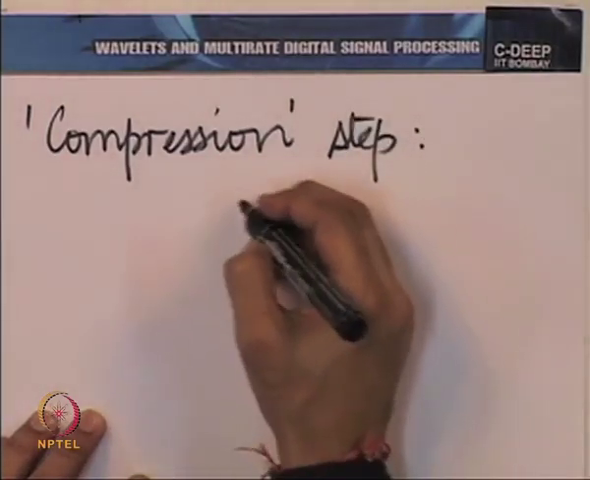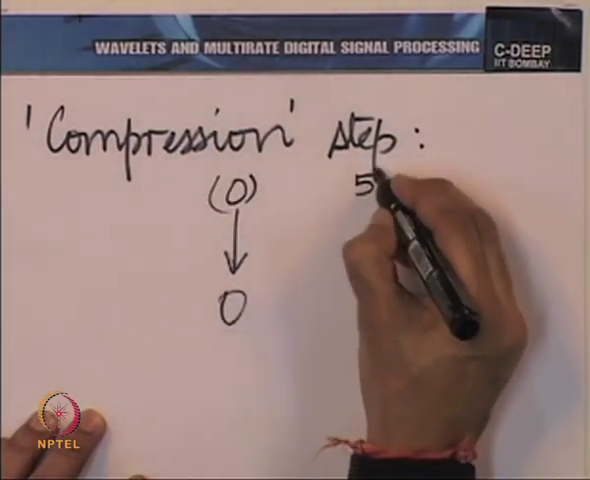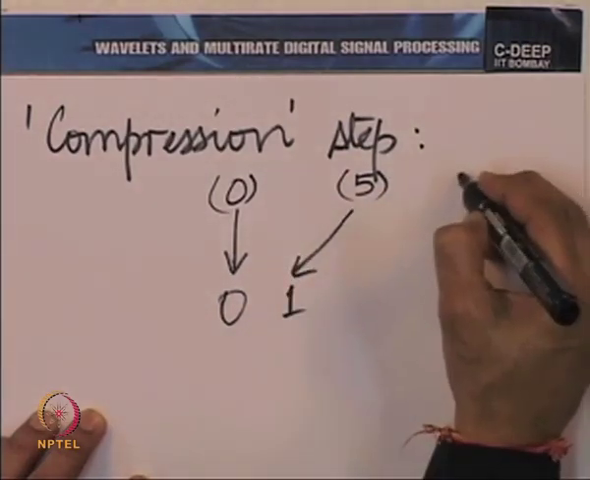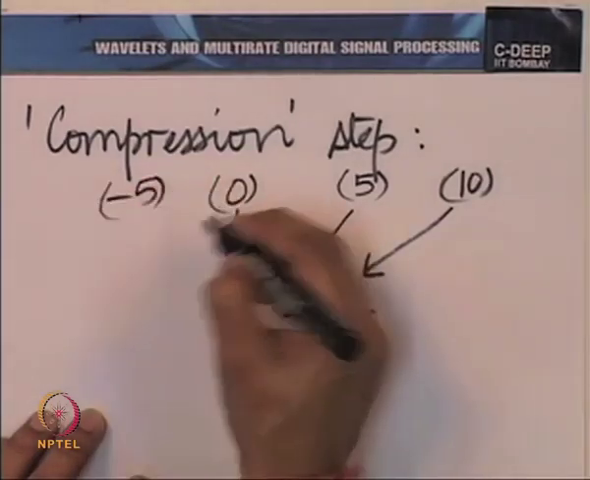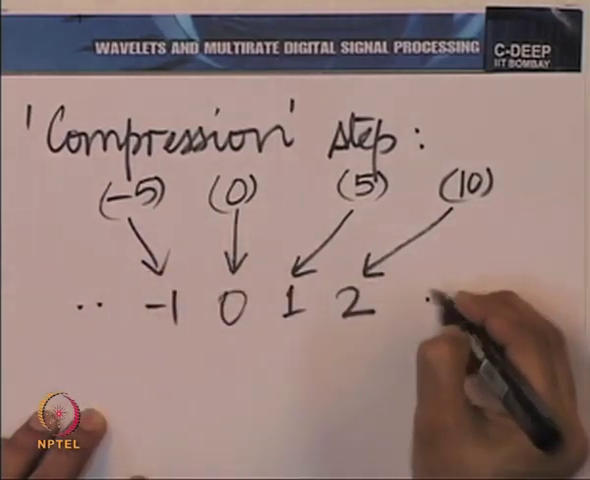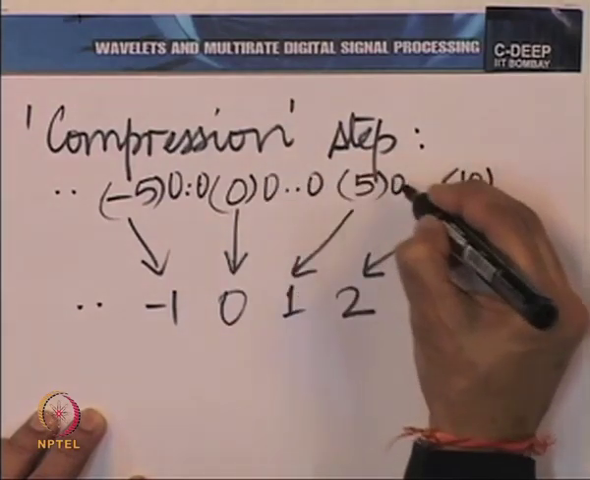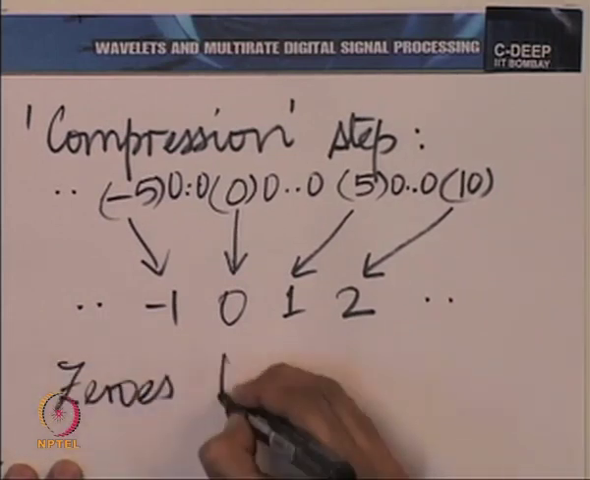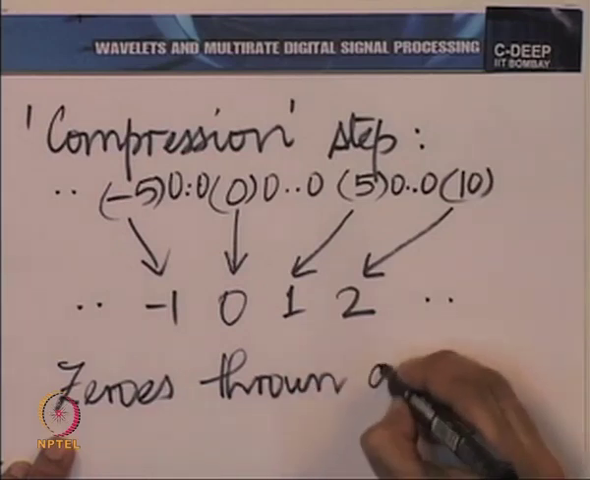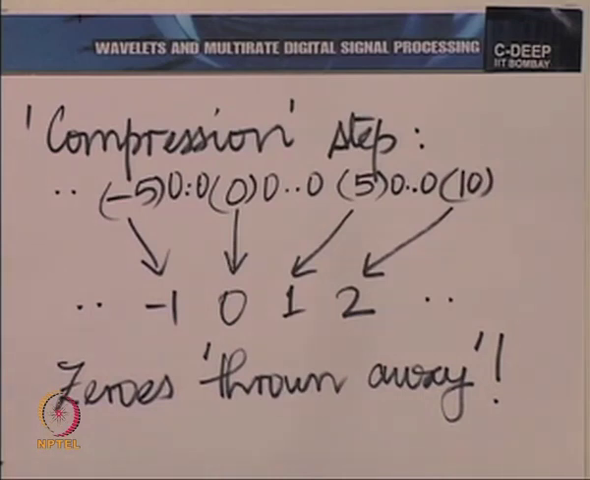So, the compression step would bring the 0 sample to the position 0, the 5 sample to the position 1, the 10 sample to the position 2, the minus 5 sample to the position minus 1 and so on and so forth here. And remember, there are zeros in between here which are simply thrown away. So now we understand how to generalize downsampling.